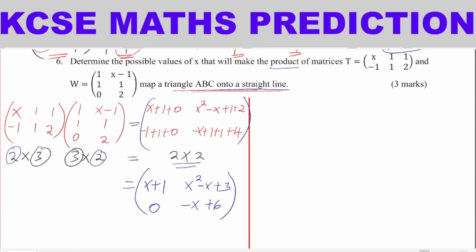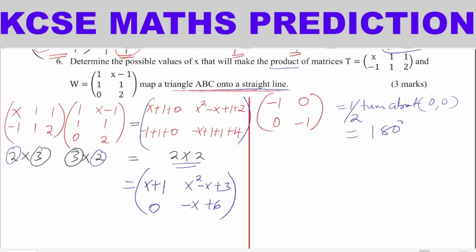So we need to get that matrix that represents half turn about the origin. And that matrix is given as negative 1, 0, 0, negative 1. That is the matrix that represents the transformation that is half turn about the origin 0, 0. And half turn is actually 180 degrees, and that is what we mean by straight line.